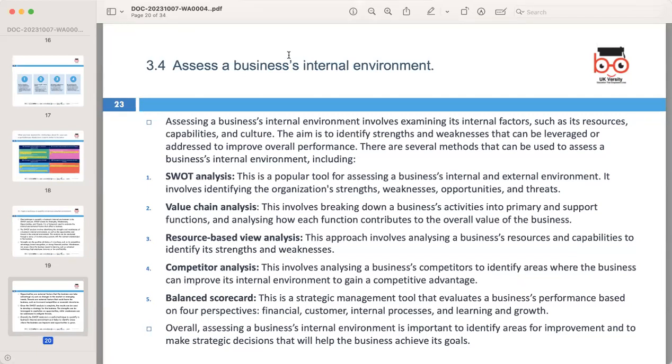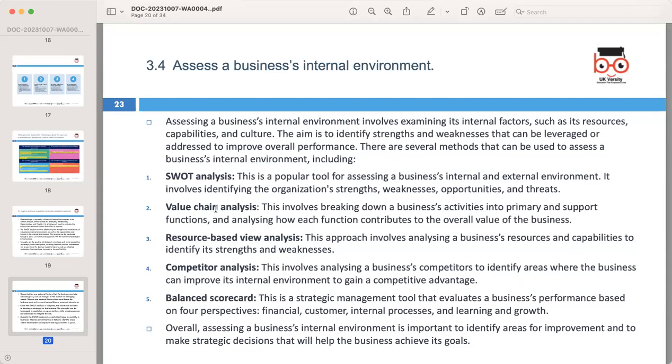Again, SWOT analysis stands for strengths, weaknesses, opportunities, and threats. It is a widely used tool for evaluating both internal and external factors that affect our business.